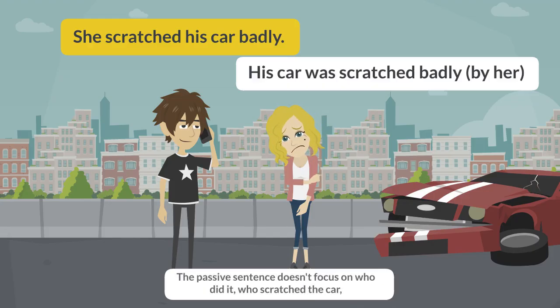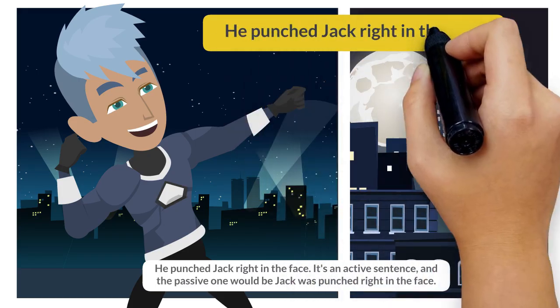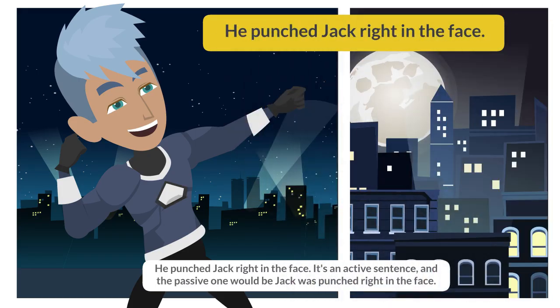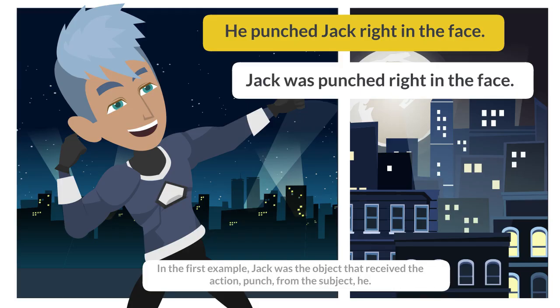The passive sentence doesn't focus on who did it, who scratched the car, but on the fact that it was scratched. And who did it is not that important. Another example. He punched Jack right in the face. It's an active sentence, and the passive one would be Jack was punched right in the face. In the first example, Jack was the object that received the action, punch, from the subject, he.